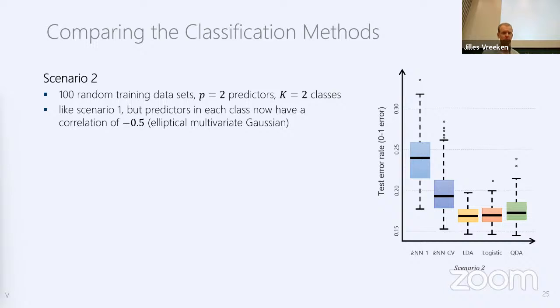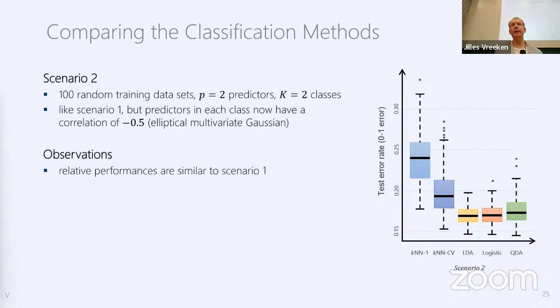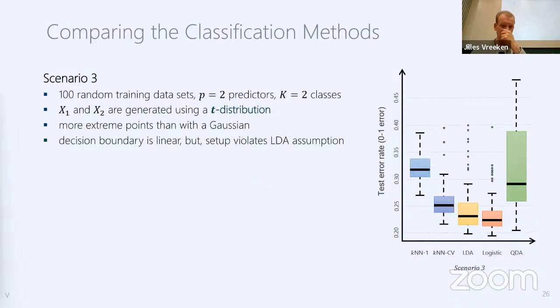Next scenario. Now we have a correlation between the predictors. So it's not a blob anymore, it's now a cigar. Otherwise, it's still LDA because both classes have the same cigar shape. So we have essentially the same result. We could have skipped this entire scenario.